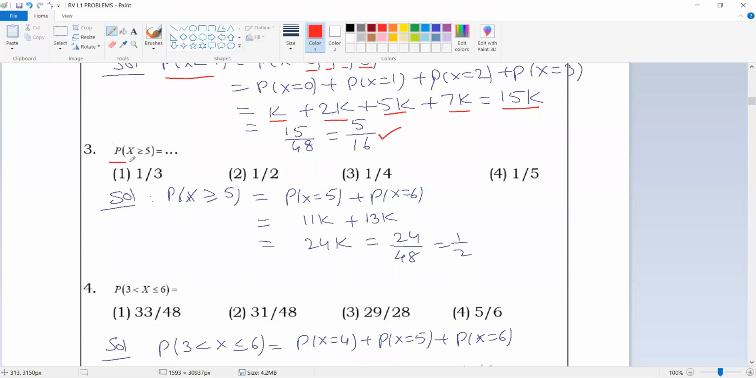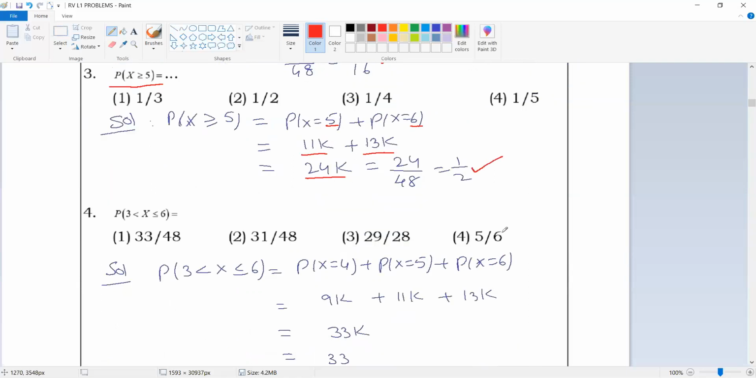Similarly, next one, another model. Probability of x greater than or equal to 5. X greater than or equal to 5 includes 5 and 6. Minimum value is 0, maximum value is 6 here. So x equal to 5 has probability 11k, and x equal to 6 has probability 13k. Now 11k plus 13k is equal to 24k. 24 by 48, the result is 1 by 2.